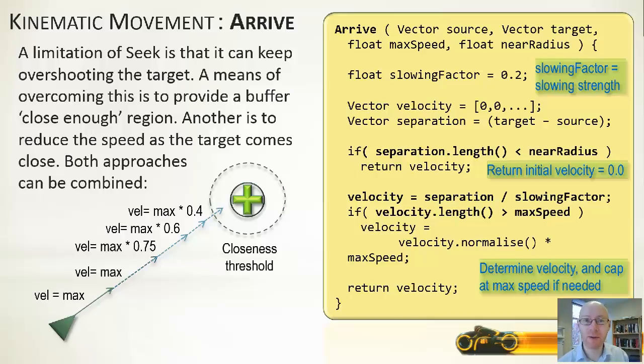If we run this algorithm, whenever it gets sufficiently close, it'll stop. Beyond that, based on the slowing factor, it's going to slow down as it gets closer to it. And if you wanted to, the slowing factor, you probably would want to actually pass it in as a parameter to the method as well. So you have more control over how the thing is slowed down.